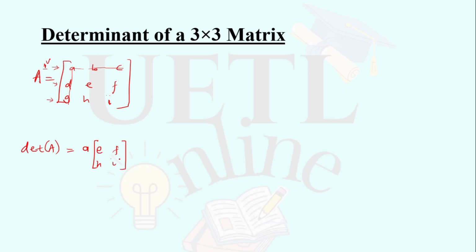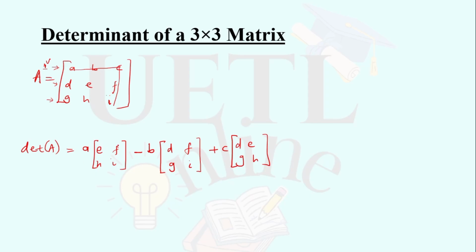Then you say minus B. You close the row of B and you close the column of B. In this case you're going to be left with D, F, G, and I, so you write a matrix with D, F, G, and I. Next you say plus C, C is the last letter. After writing C, you close the row of C and the column of C. In this case, you're going to be left with D, E and G, H. So this is the first thing you have to do.